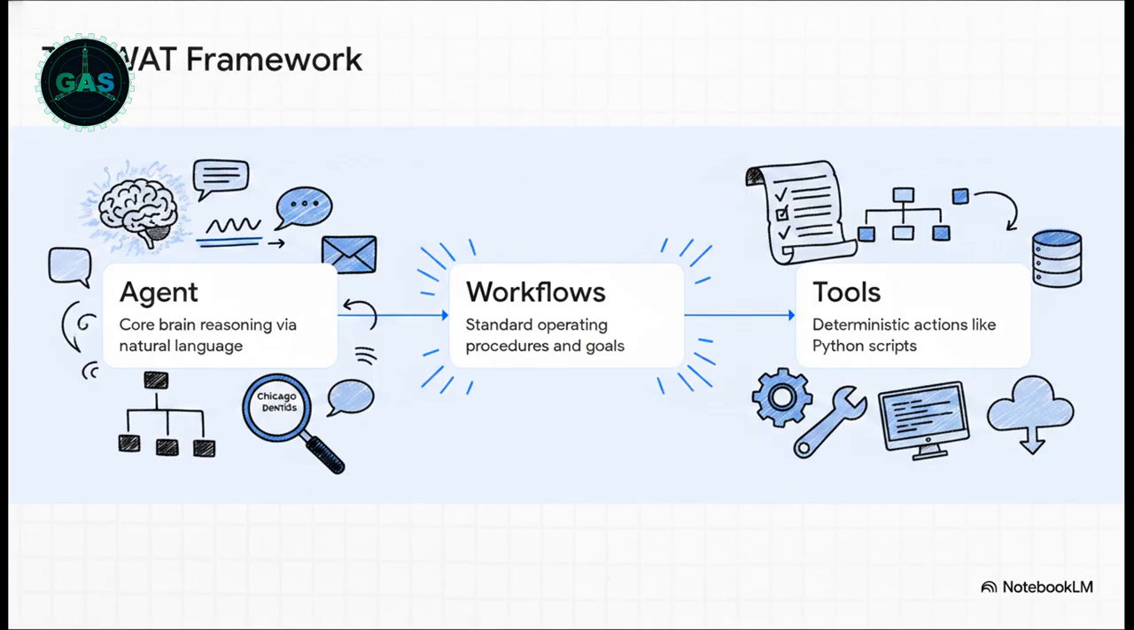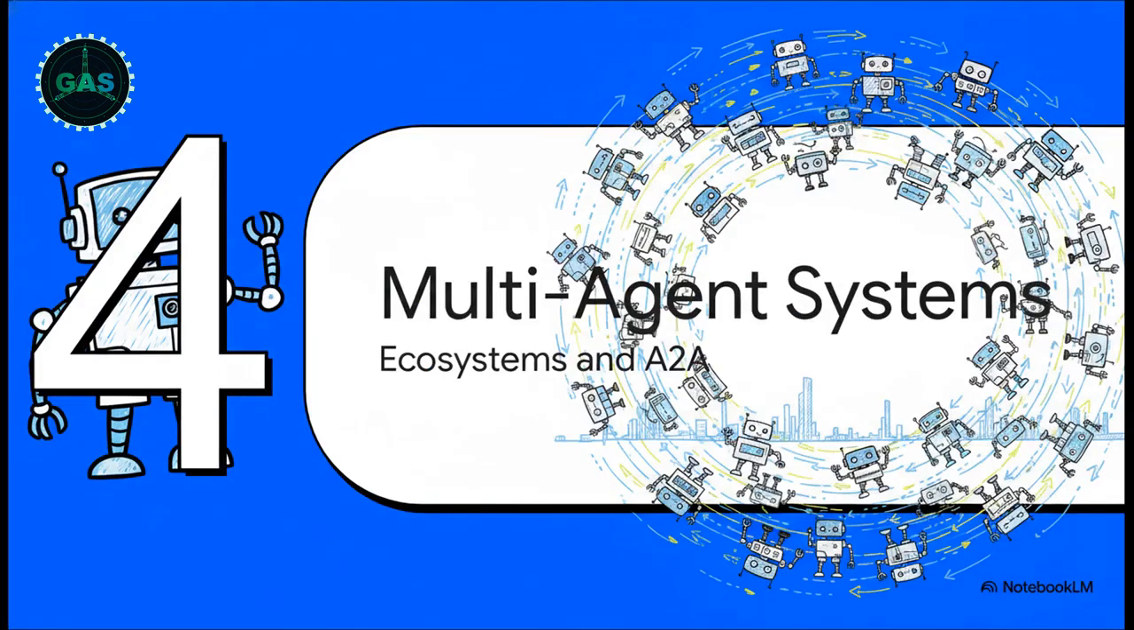The agent is the core brain you interact with. The workflows are your standard operating procedures, basically the text files defining your overarching objective. And the tools? Those are the specific deterministic actions, like a Python script to scrape a website. The agent reads the workflow to understand the big picture goal, and then it orchestrates the tools to get the whole shebang done.